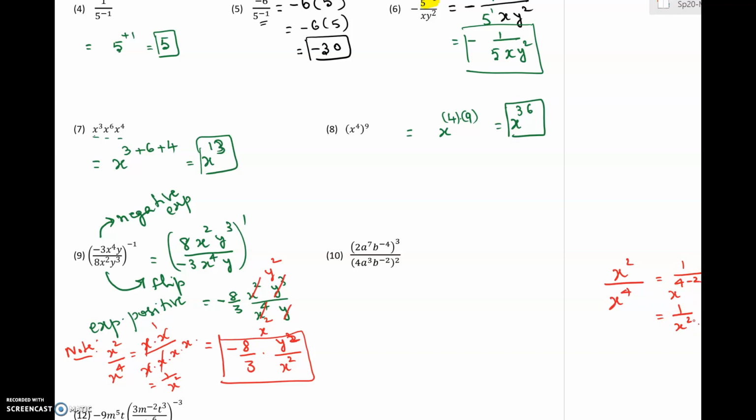Either way, same way y cubed over y can be written as y to the power 3 minus 1, which is y squared. That's how we get that y squared there.